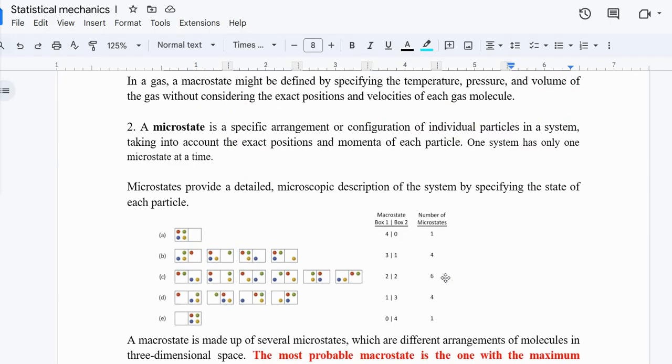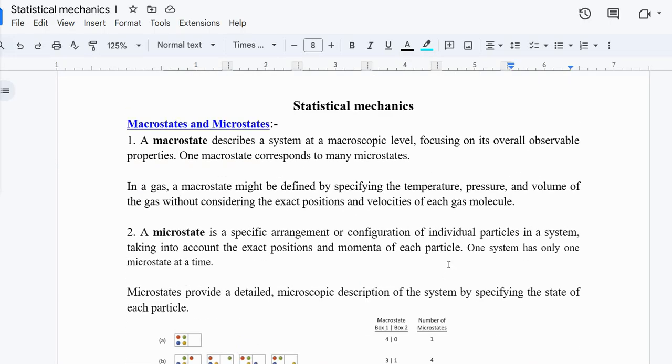So today we discussed the concept of macrostates and microstates. In a simple way, a microstate is a possible arrangement of the constituent particles, and the combination of these microstates is given as the macrostate, which basically defines the properties of the material or the property of the system.